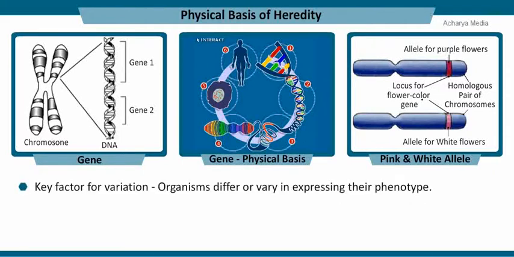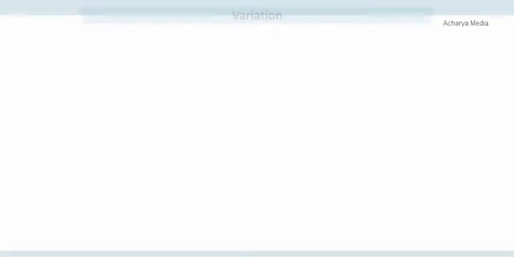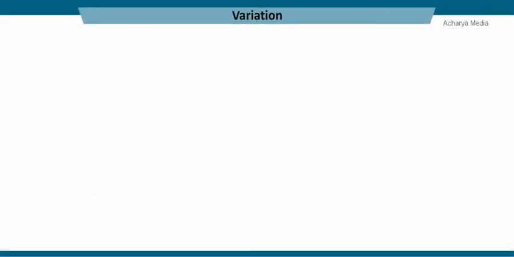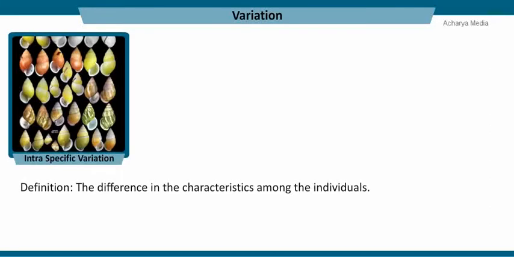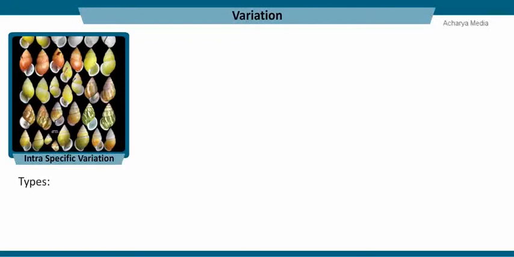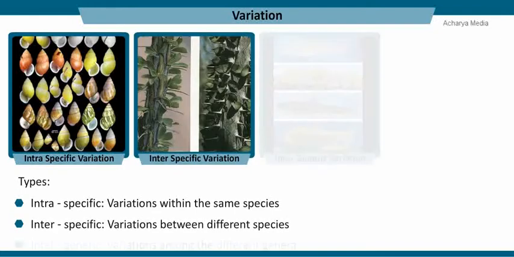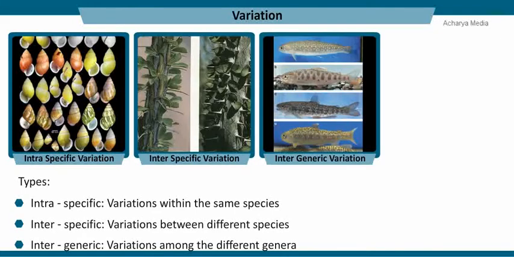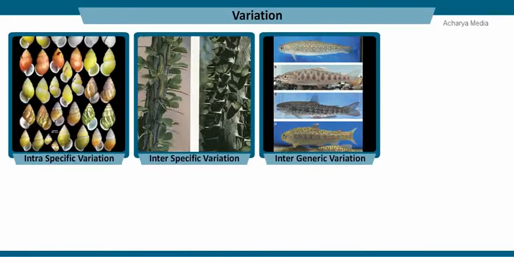Organisms differ or vary in expressing their phenotype, which is the key factor for variation. No two individuals are identical to each other and they are unique in their own ways. The difference in the characteristics among the individuals is called variation. Variation may be within the same species called as intraspecific variation, or between different species called as interspecific variation, or among the different genera called as intergeneric variation.